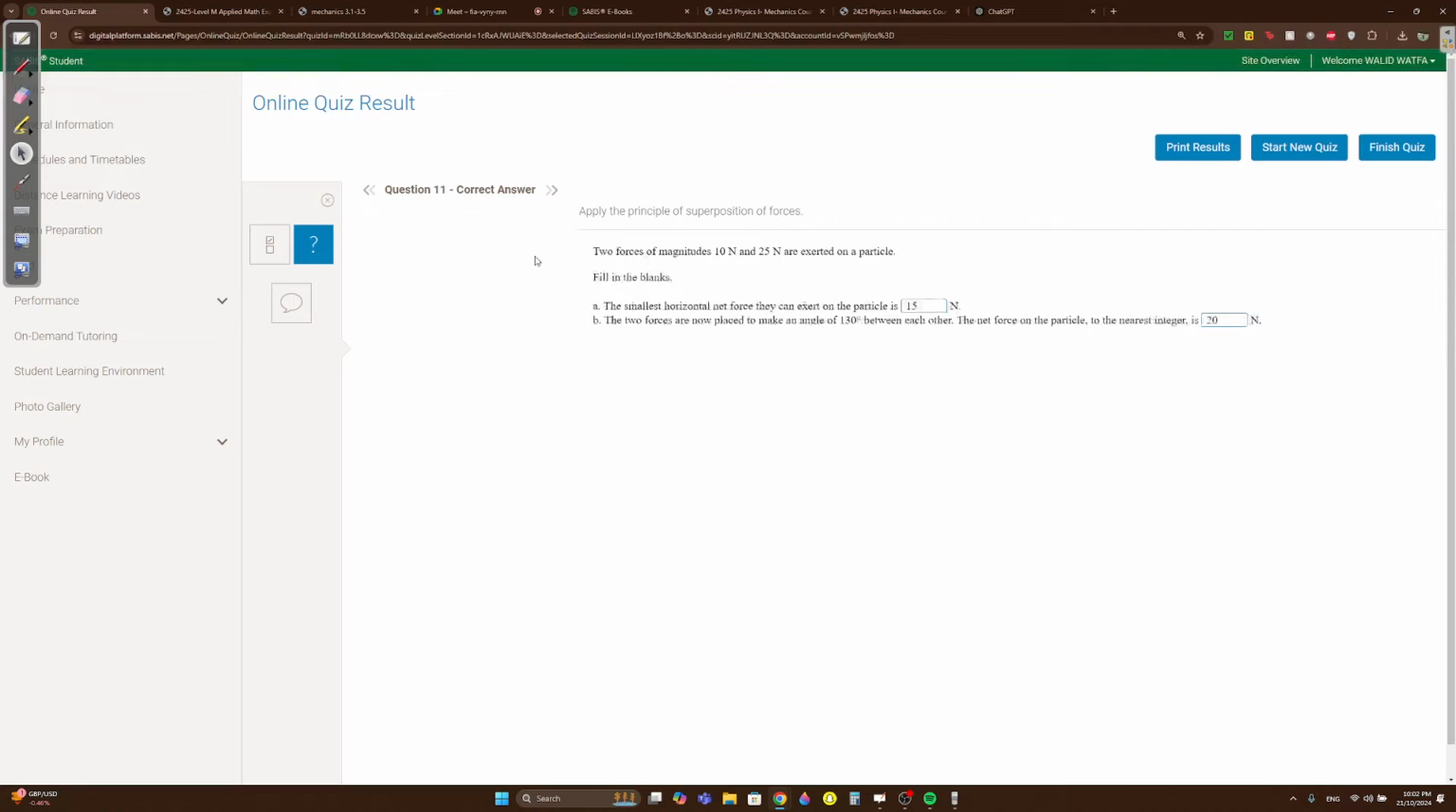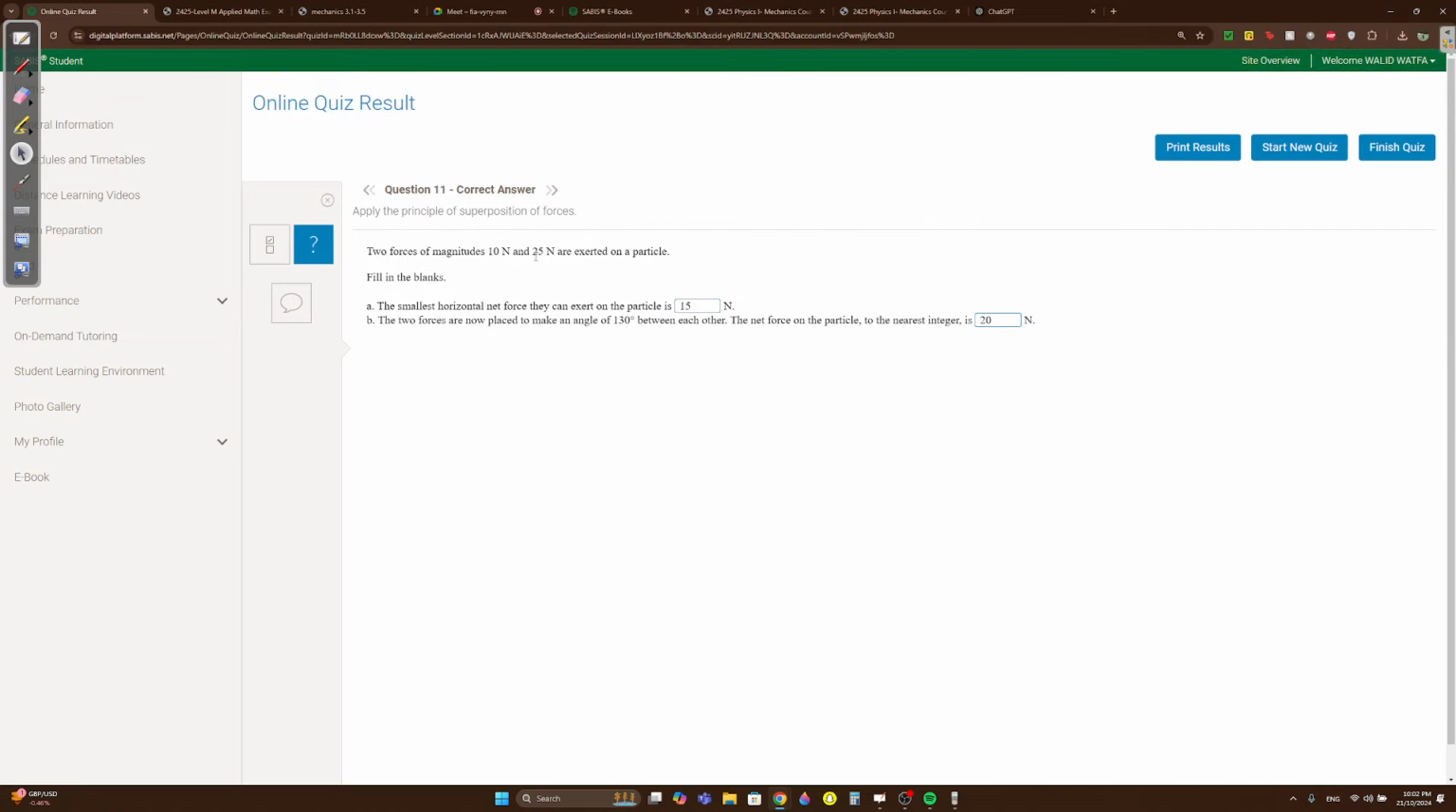Question 11. You have two forces of magnitude 10 and 25 exerted on a particle. The smallest horizontal net force they can exert on the particle is how many newtons?